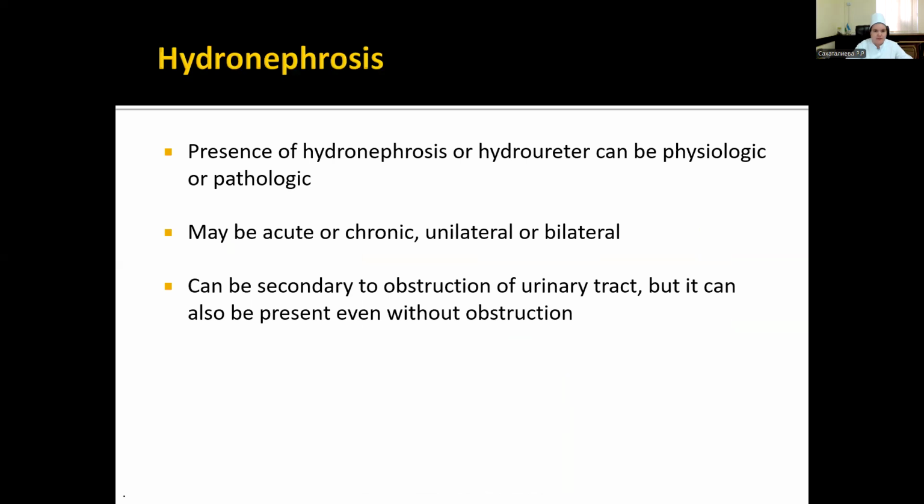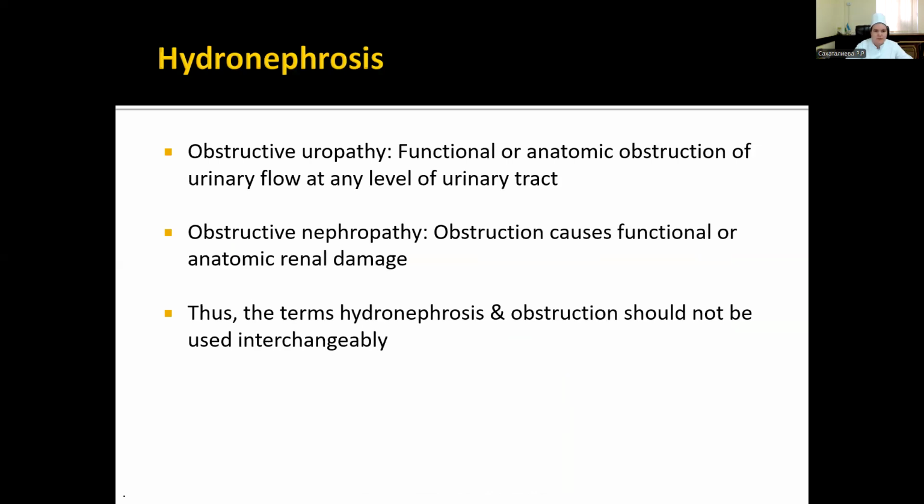The presence of hydronephrosis or hydroureter can be physiologic or pathologic, acute or chronic, unilateral or bilateral. It can be secondary to obstruction of the urinary tract, but it can also be present even without obstruction. Obstructive uropathy is functional or anatomic obstruction of urinary flow at any level of the urinary tract. Obstructive nephropathy is when obstruction causes functional or anatomic renal damage. Thus, the terms hydronephrosis and obstruction should not be used interchangeably.